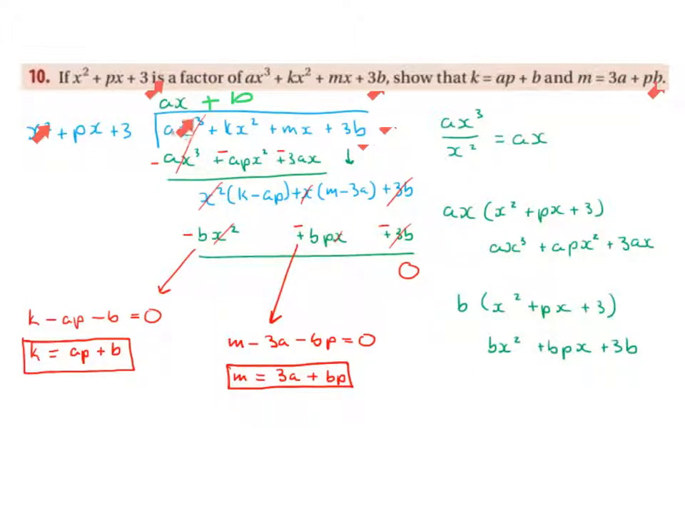We take the highest power of x inside the bus stop, which is ax cubed. We divide it by the highest power of x outside the bus stop, which is x squared. And ax cubed divided by x squared is ax. And ax goes on top of the bus stop.